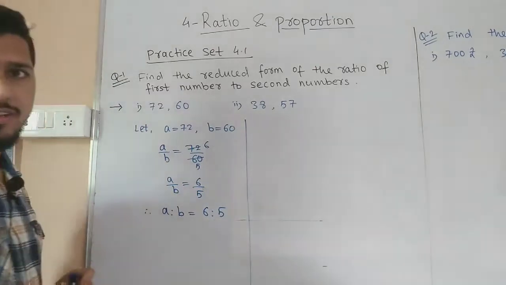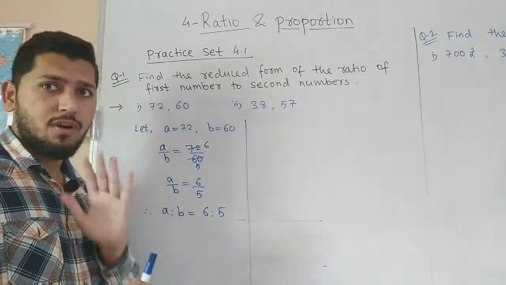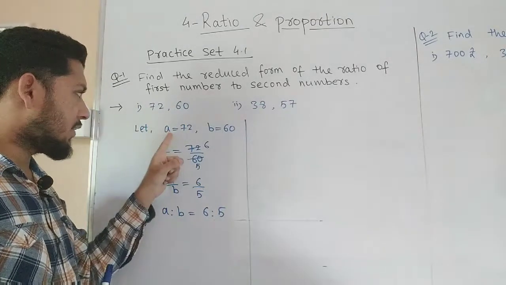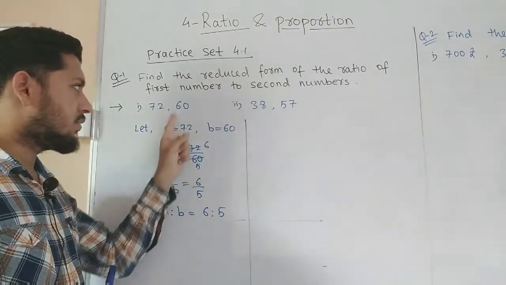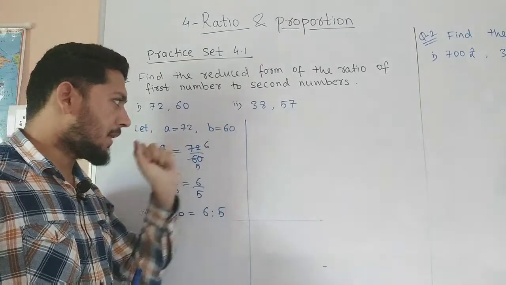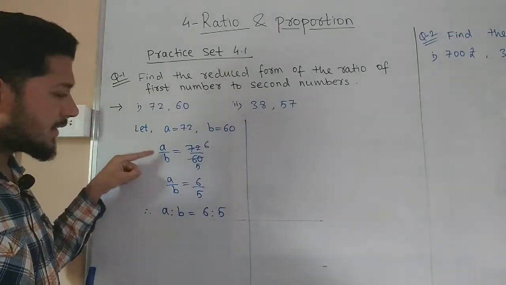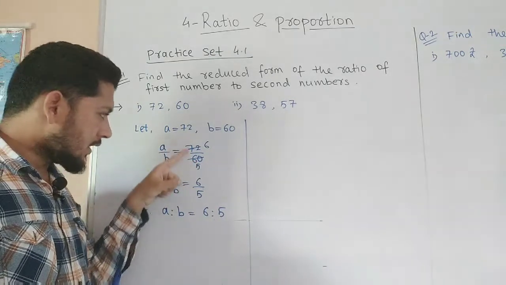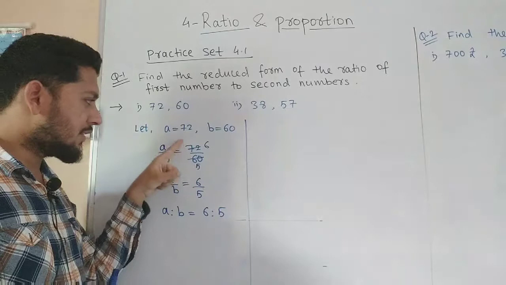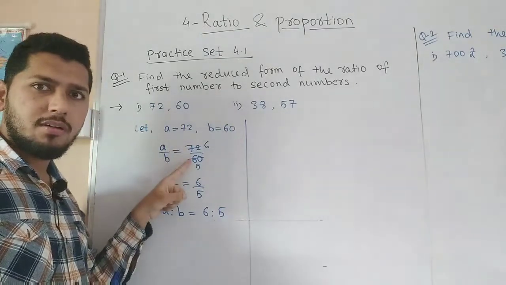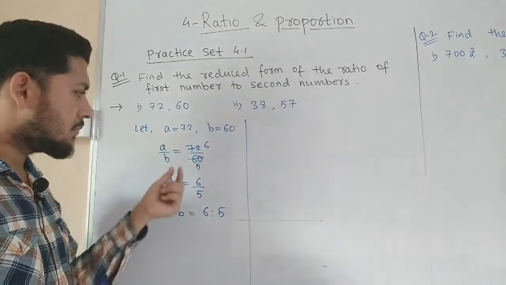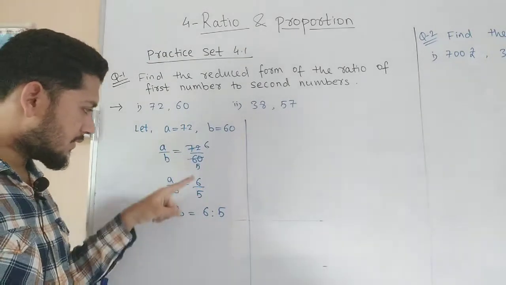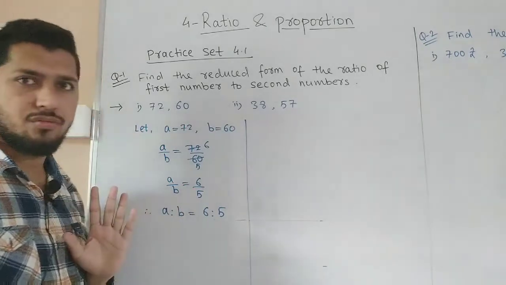I hope you understood this example. It's very simple. What we have done here: 72 and 60 are given. The first quantity we have denoted with A equal to 72, the second quantity with B equal to 60. After that we have to take a ratio, so A upon B equal to 72 upon 60. First we observe 72 and 60. These two numbers come in which table? They come in the common table, that is 12. So we divided by 12 and got 6 upon 5, that is the ratio.